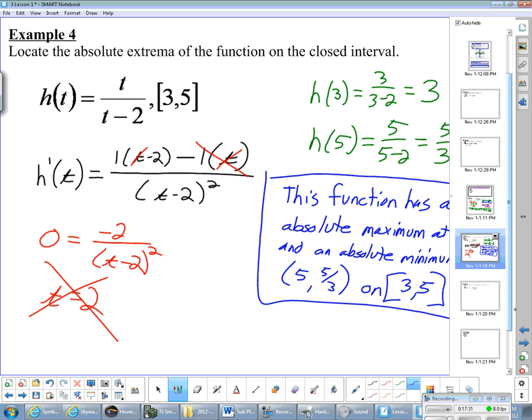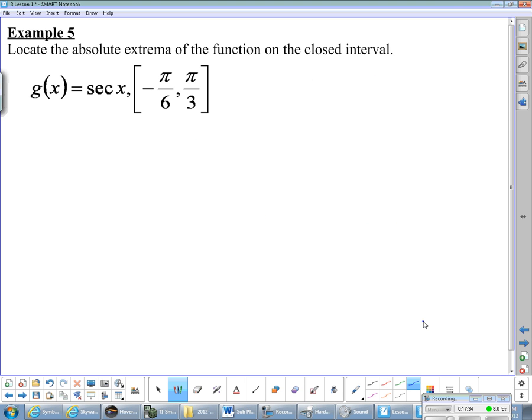Next example. Locate the absolute extrema of the function on the closed interval. Trigonometry. We had a fun discussion about this yesterday. So let's take one step at a time, and let's find the derivative of secant x. What's the derivative of secant x? Well, it's going to be secant x times tangent x. All right? And then we set this equal to 0.